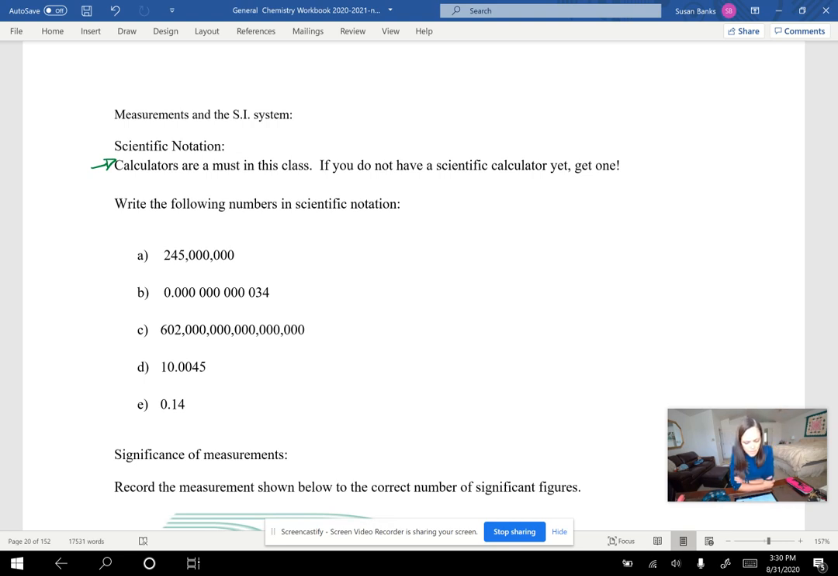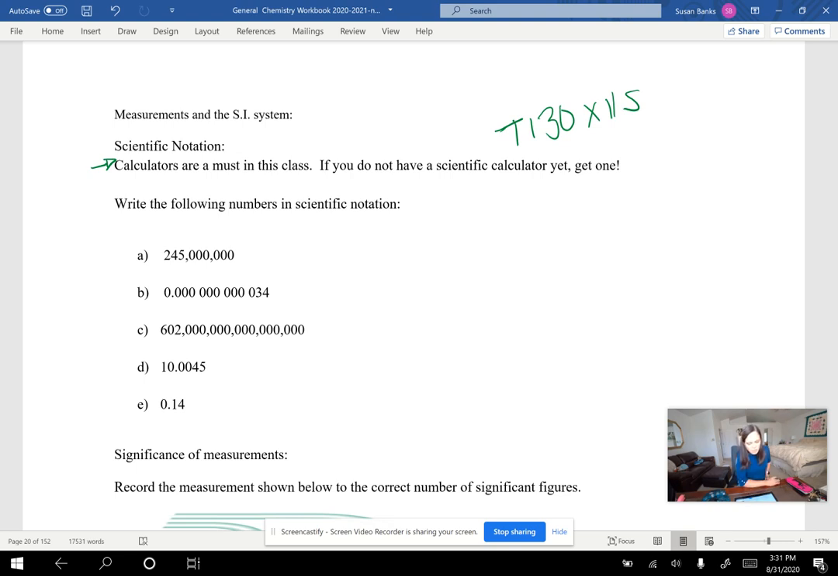Remember, you don't have to get an expensive one. Probably the best one I like is a TI-30XIIS. I saw them on sale the other day at Target for $11. I'm sure they're also at Walmart for about the same price. So $11 to $12, maybe $13 is about how much they cost.